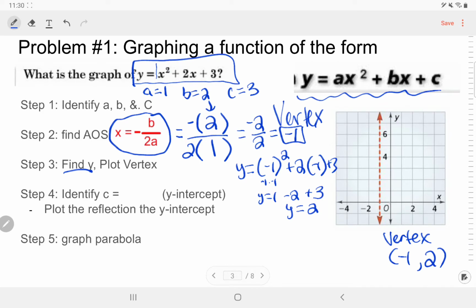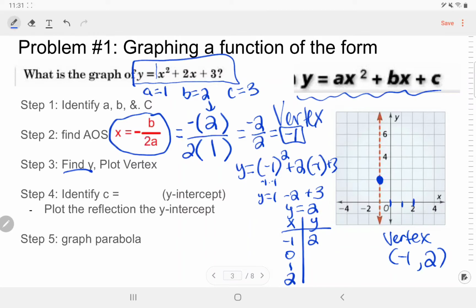So looking at this, I can plot that point. I'm going to go left 1 and up 2. And now this is where you can create a table if you want. We know our vertex is negative 1, 2. So what you can do is choose numbers that are right of it or left. We can do 0, 1, and 2, or you can do the other side and do negative 2, negative 3, negative 4.